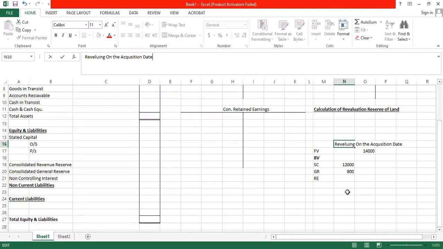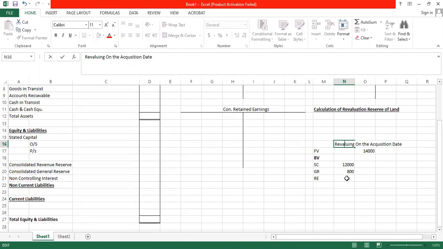Right? After acquiring, the balance sheet is given. So you have to take the values on the acquisition date balances only. Now, how to get these values? Actually, it's given in the additional information. So, look at your additional information.